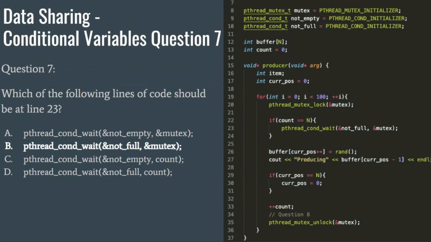I know he went over what not full meant, but what does not empty refer to? So not empty would be used for our consumer function. That would be probably below this, right? Because you have the producer and it's waiting for a not full so it could continue adding stuff, right? But the not empty would be for the producer, right? Because not empty means there's stuff in there, right? That means the producer can do its stuff and take stuff out of the buffer.